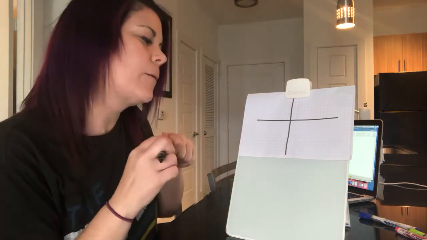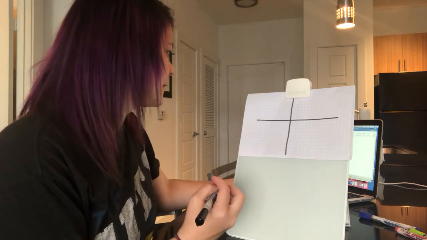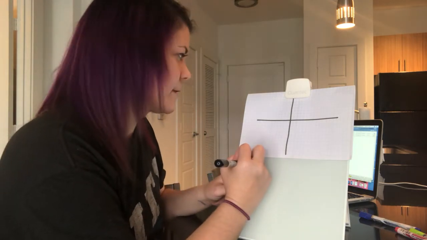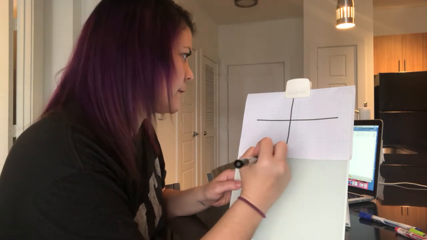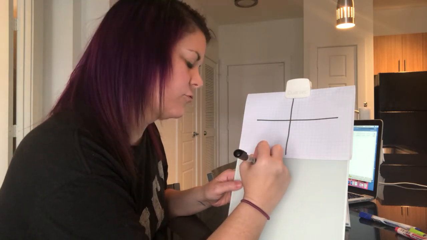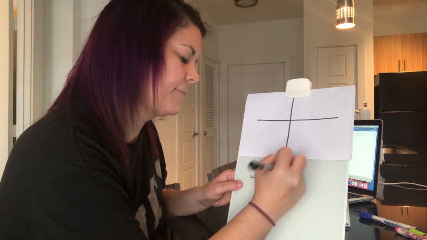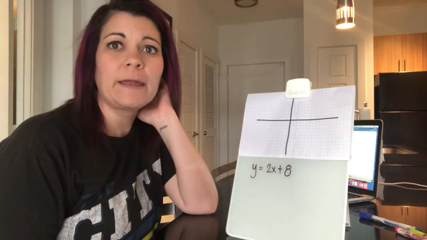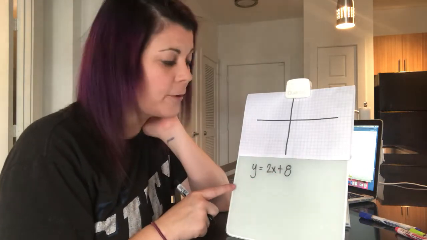So the first one we are going to graph is, let's look here. We're going to graph y equals 2x plus 8. Let's just graph this one. Y equals 2x plus 8. So this is what we call slope-intercept form.